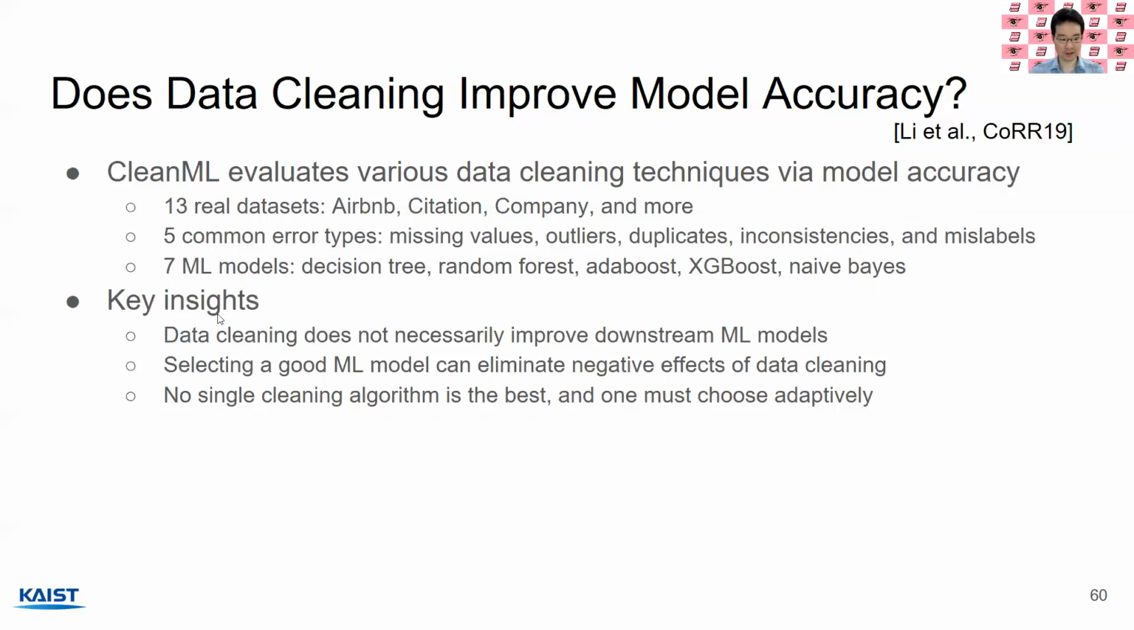So without going into all the details, here are the key insights. The first, data cleaning does not necessarily improve downstream machine learning models. And in fact, in some cases, it can have a negative effect on these models. But luckily, by selecting a good machine learning model, we can eliminate the negative effects of data cleaning. Also, there's no single cleaning algorithm that performs the best, and one must choose adaptively given some error type. And so the takeaway message is that there's no one cleaning solution for all data errors, and you need to choose the right cleaning algorithm as well as the model that's intuitively compatible with that cleaning algorithm. So it is a difficult task, and it does require lots of work to get right.